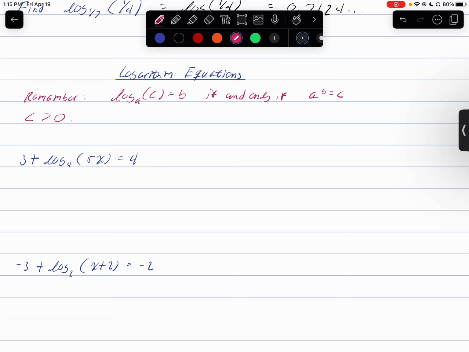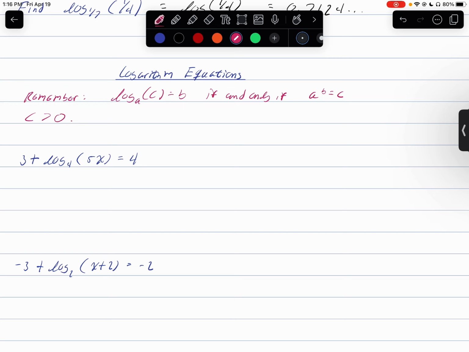Hey everyone. Let's go over some basic log equations now. We're not learning anything new here necessarily. We're just going to be applying a lot of the skills that we've already learned to solve some of these logarithms. So remember, we have log base a of c is equal to b if and only if a to the b is equal to c, and c must be greater than 0.